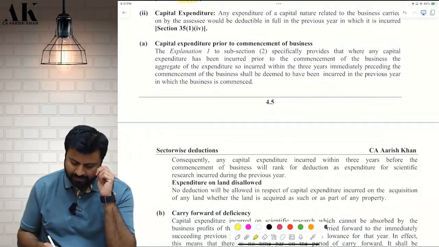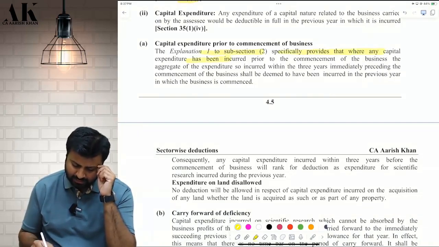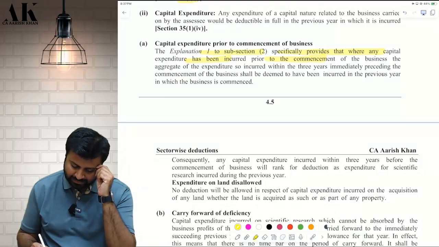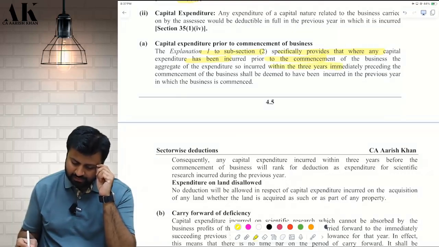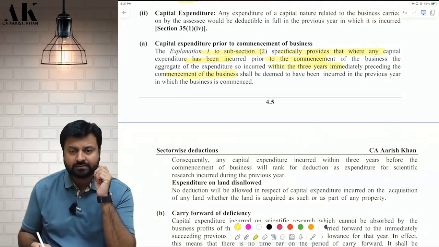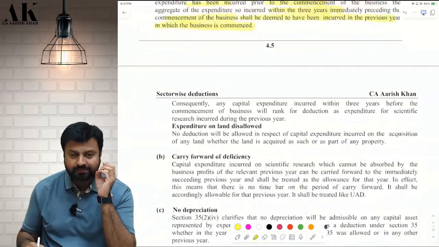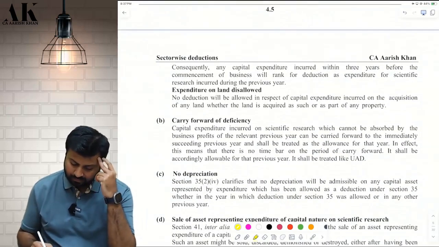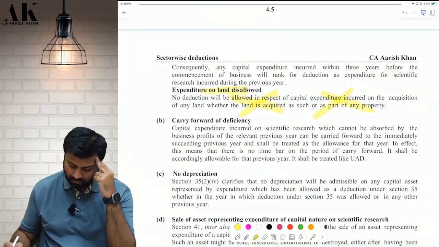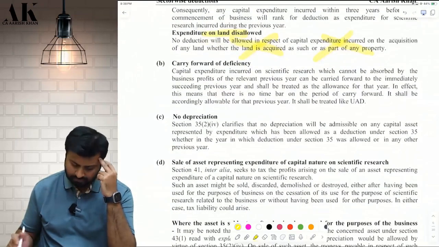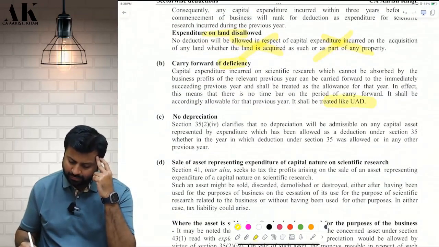So, Explanation 1 to sub-section 2 specifically provides that when any capital expenditure has been incurred prior to commencement of the business, the aggregate of the expenditure so incurred within 3 years immediately preceding the commencement of business shall be deemed to have been incurred in the previous year in which the business is commenced. Okay. Expenditure on land not allowed. Okay. Deficiency will be treated like UAD.